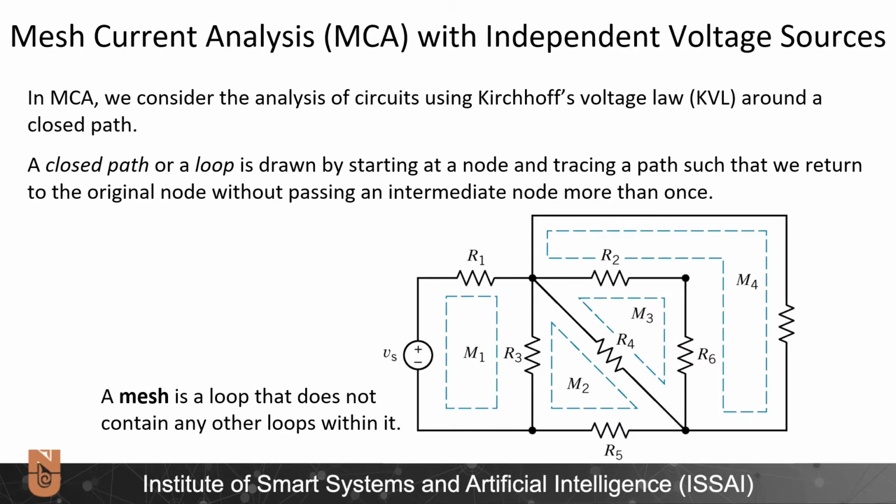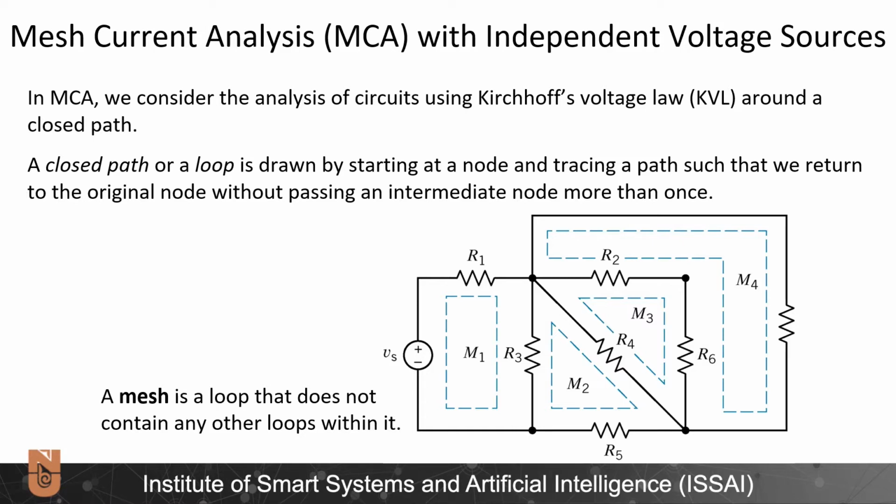In mesh current analysis, we consider the analysis of circuits using Kirchhoff's voltage law around a closed path. A closed path or a loop is drawn by starting at a node and tracing a path such that we return to the original node without passing an intermediate node more than once. A mesh is a loop that does not contain any other loops within it. So, in other words, the meshes are the smallest loops.